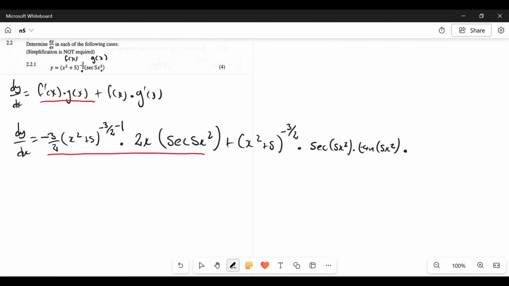Multiply by, from here we derive 5x squared, so the derivative of 5x squared is 10x, like that, and then we are done here. So let me highlight them. This part here is actually that part there. Let's continue and simplify it further. Remember, simplification is not required, but for now, let me just simplify it so that we can all understand.